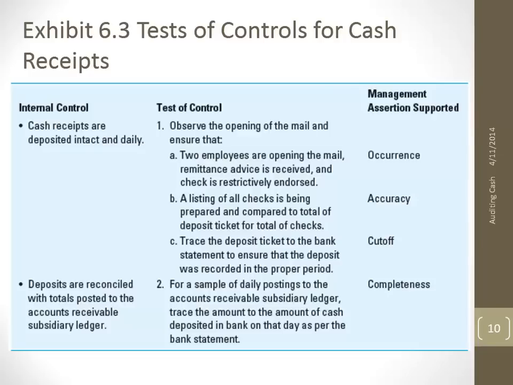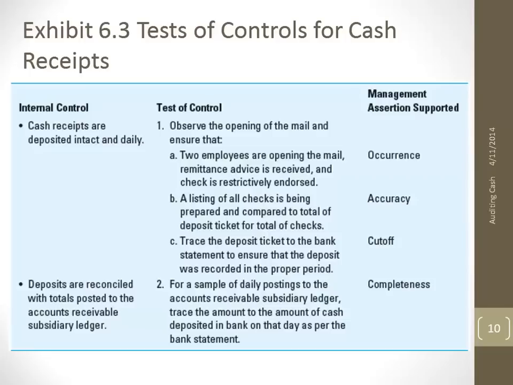You want to also make sure that a listing of all checks is being prepared and then compared to the total deposit ticket for the total checks. Again, this is reconciling, right? Making sure, and it's documentation. The client should be documenting cash receipts or cash disbursements, tracing the deposit ticket to the bank, and then for a sample, they want to also look at controls that ensure that deposits are reconciled to the accounts receivable subledger. So they could take a sample of the daily postings and reconcile that or tie that back to the accounts receivable subledger, and that would be completeness.